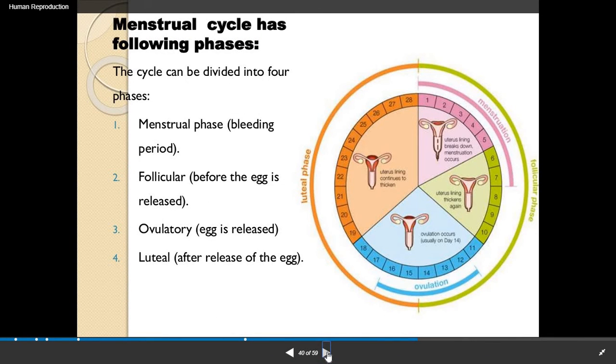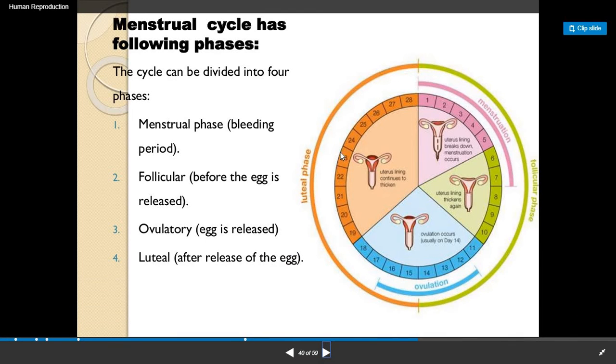This cycle is divided into 4 phases. First is the menstrual phase, which is the bleeding period. Second, the follicular phase, before the egg or ovum is released. Third, the ovulatory or ovulation phase, where the egg is released. And fourth, the luteal phase, the period after the release of the egg.